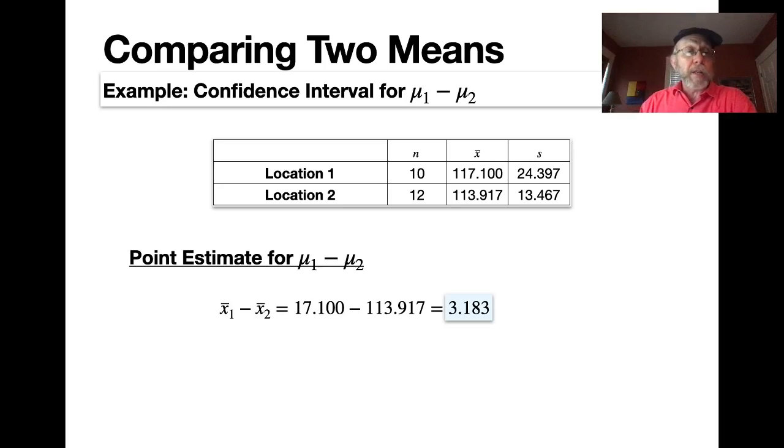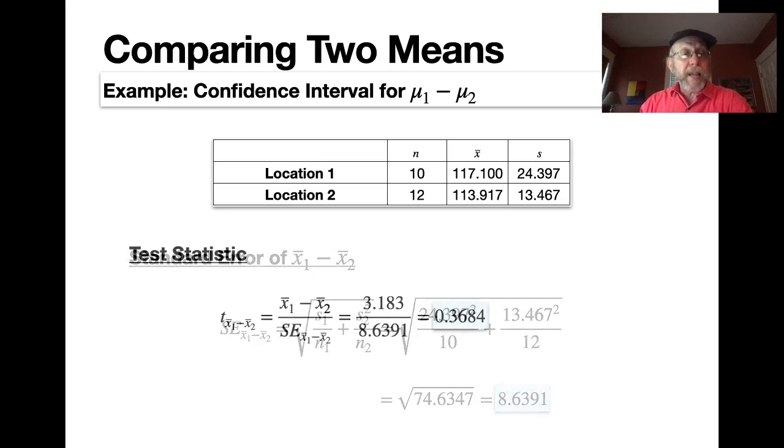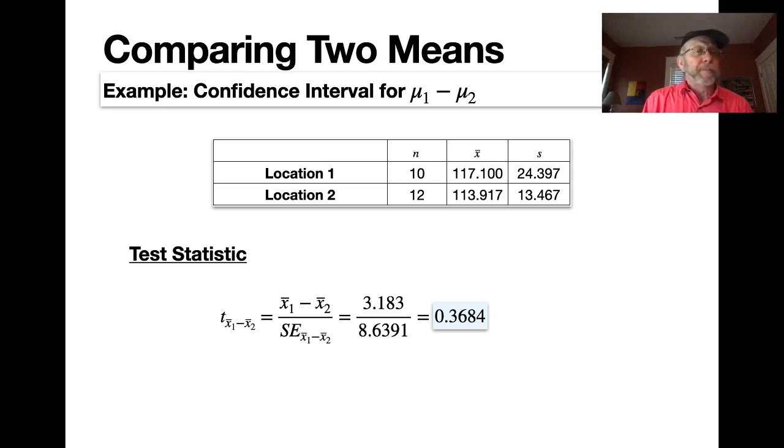So again, we've already seen this, but the point estimate is relevant here. That's the difference in sample means. We're going to need the standard error of our point estimate, so we've already computed that. Our test statistic is the best estimate we have for the z-score of the difference of those sample means. So it's the difference in the sample means divided by the standard error of that difference. And that turns out to be 0.3684.